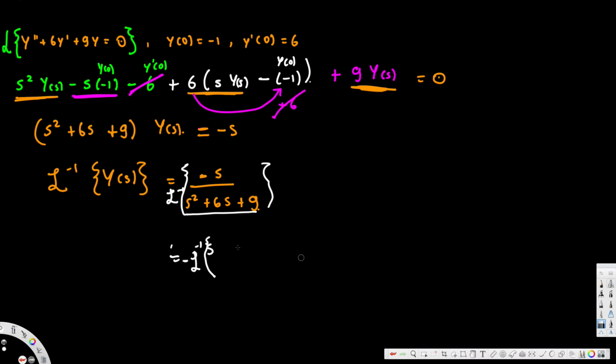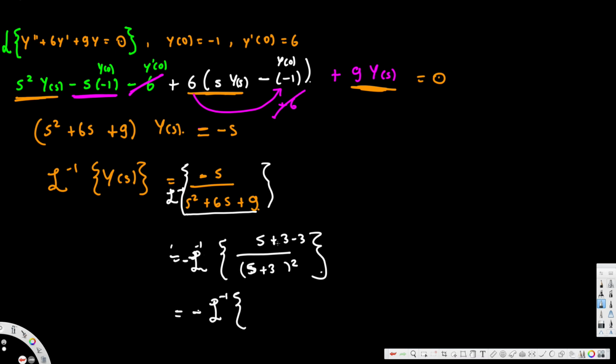Okay, let me erase this one. Laplace inverse of s over, since this is a complete square, it's going to turn into s plus 3 whole square. And now to make this simpler, what we can do is add and subtract 3. Plus 3 minus 3 right here, and here we can do the separation. So this will become minus Laplace inverse, and here you can see s plus 3.